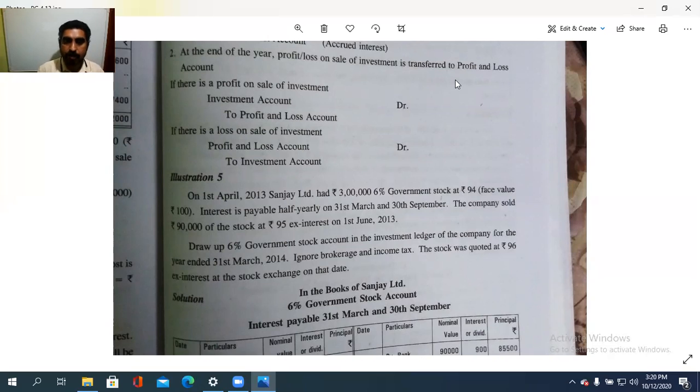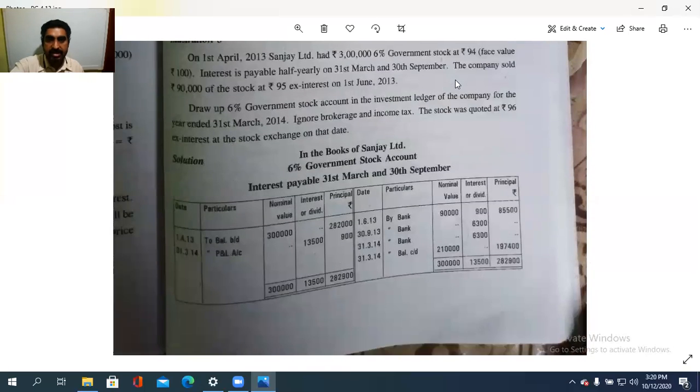Draw up the 6% government stock account in the investment ledger of the company for the year ended 31st March 2014. Ignore the brokerage and income tax, and the stock was quoted at 96 ex-interest at the stock exchange on that day. So, in the books of Sanjay Limited, the 6% government stock.